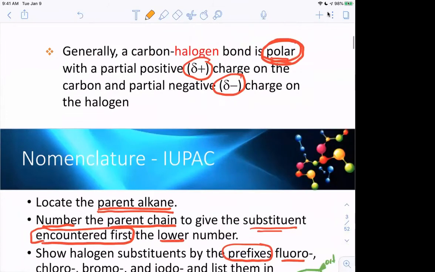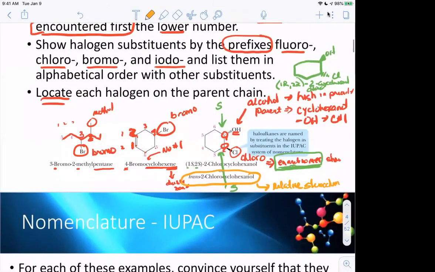Oops, I always keep doing that, don't I? Chemistry, can't get too close to the end.